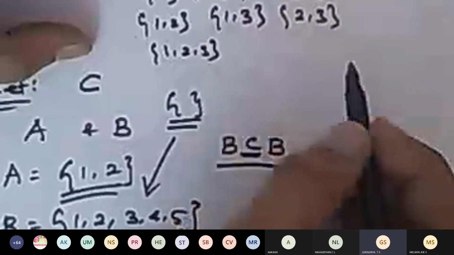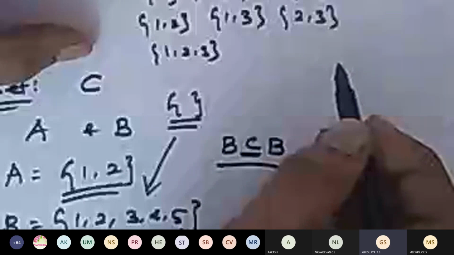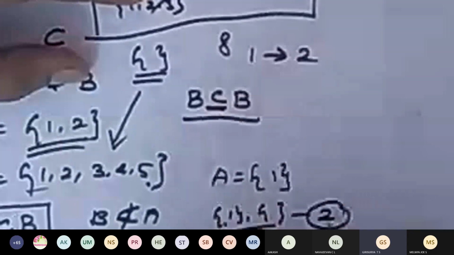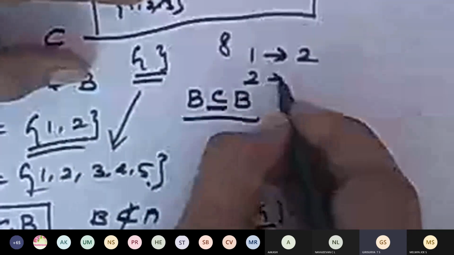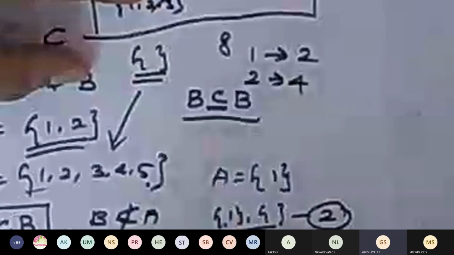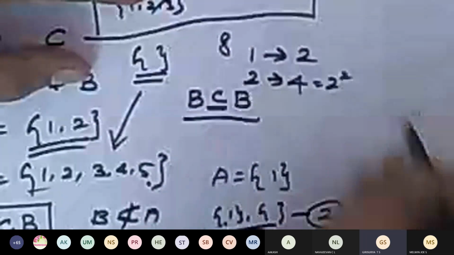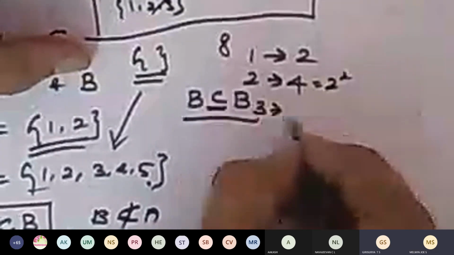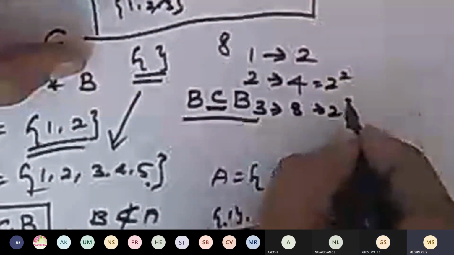Yes, sir. How many subsets are there? 8 subsets: 1, 2, 3, 4, 5, 6, 7, 8. So, if there is only one element, how many subsets are there? 2. Two elements? 4, in the sense 2 square. Three elements? 8, which means 2 cube.